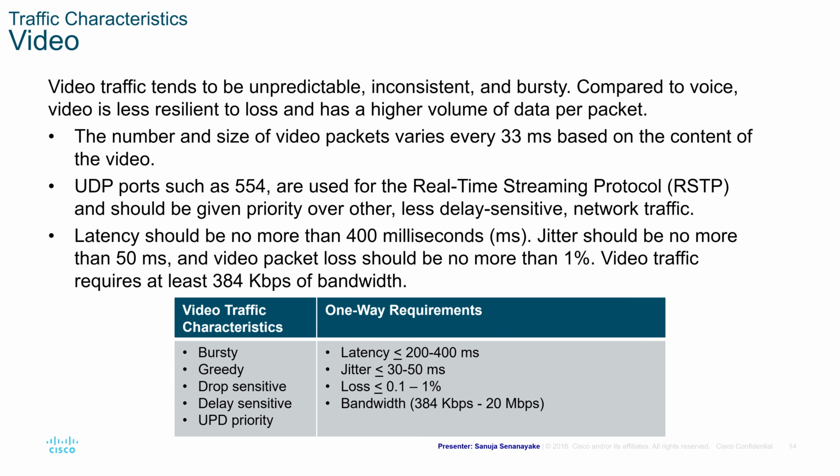UDP ports such as 554 are used for the Real-Time Streaming Protocol, also known as RTSP, and should be given priority over other less delay sensitive network traffic. So if you have data traffic, those should have less priority over the UDP port such as 554, which is used for RTSP. Latency should be no more than 400 milliseconds. Jitter should be no more than 50 milliseconds, and the video packet loss should be no more than 1%. The video traffic requires at least 384 kilobytes per second of bandwidth, otherwise it would not work properly.